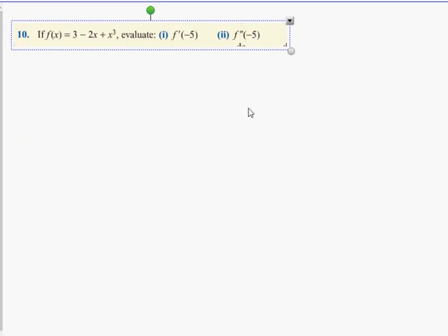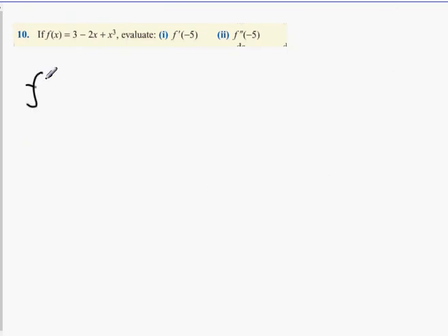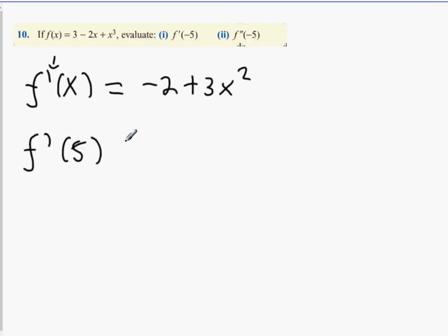Number 10, guys. Now, what does f dash x mean? Can anybody tell me? We did this before. Differentiate once. Differentiate 3 turns to 0. Differentiate minus 2x turns into? Differentiate x cubed plus 3x squared. Now guys, what's the difference between f dash x and f dash 5? What do you think it means? Take a wild guess. Yeah, put it into the calculator, you get 73.